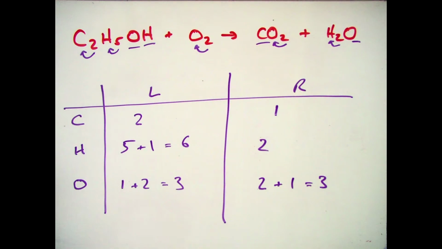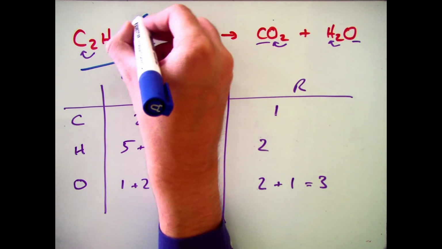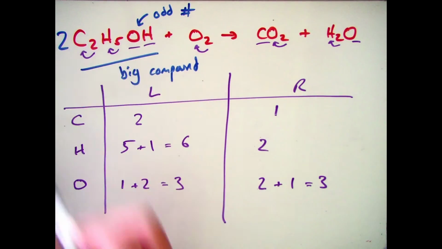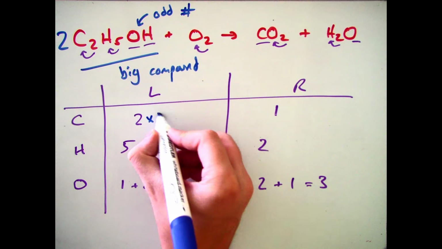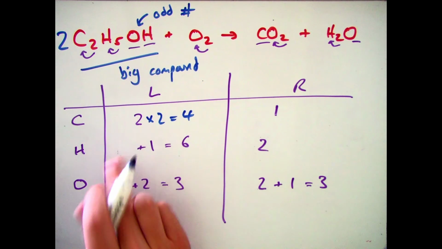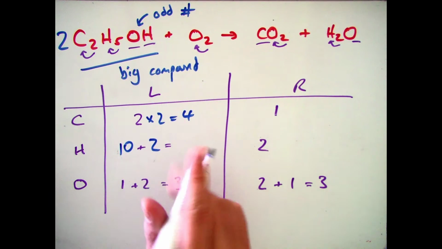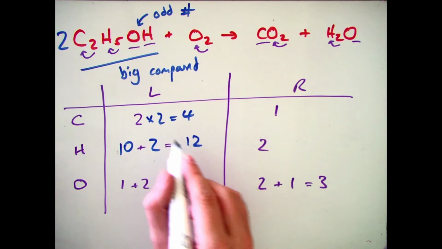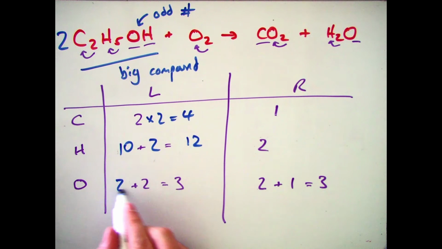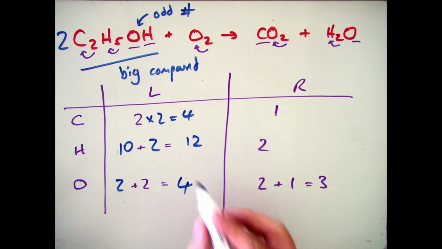So once again we've got a big compound here with an odd number in, which is my C2H5OH. So the first thing I'm going to do is double that. So that doubles my carbon and gives me 4. It doubles my hydrogen, so it gives me 10 plus 2, which gives me 12 overall. And it also doubles my oxygen, so I've got 2 inside that compound. Plus my 2 from my oxygen gives me 4 in total.